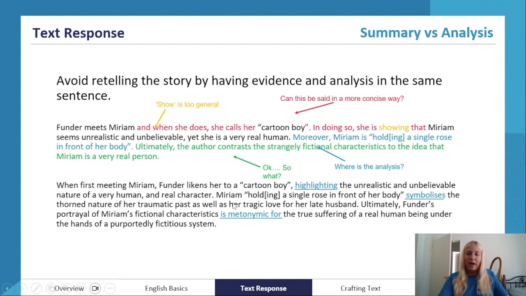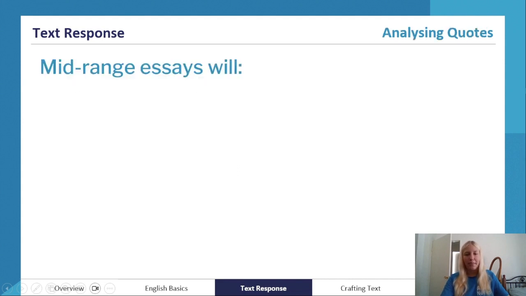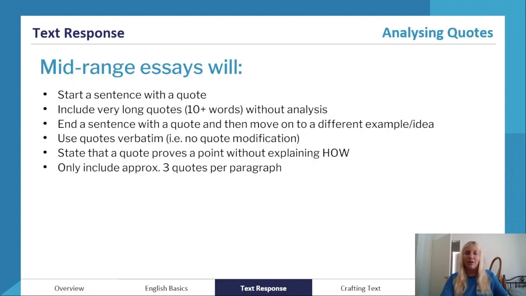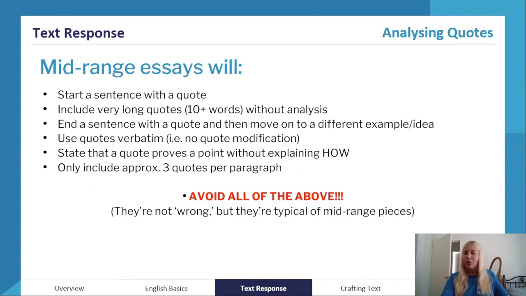So, having a look at how we could change it: Miriam holding a single rose in front of her body symbolizes the foreign nature of her traumatic past, as well as her tragic love for her late husband. So, evidence and analysis has once again been put into one sentence, and then we see this closing with a views and values message. Beautiful. All right, now tips on quotes, very important.